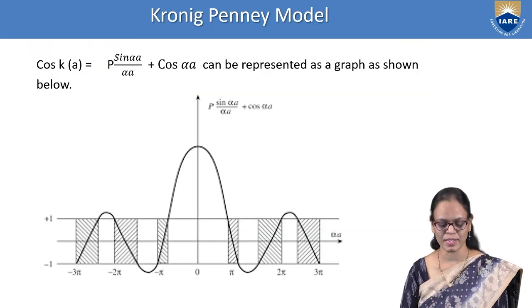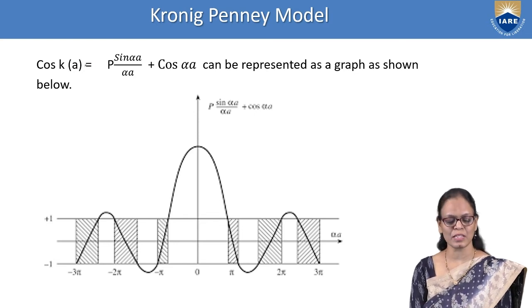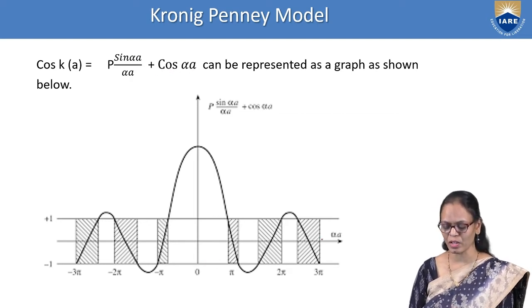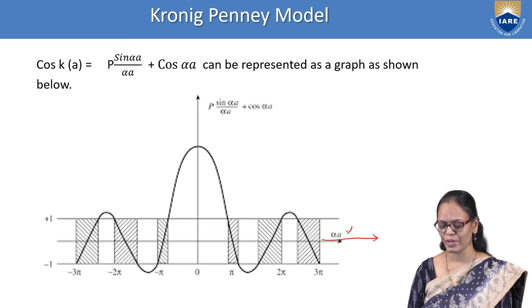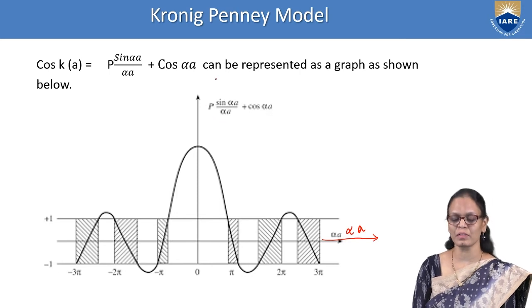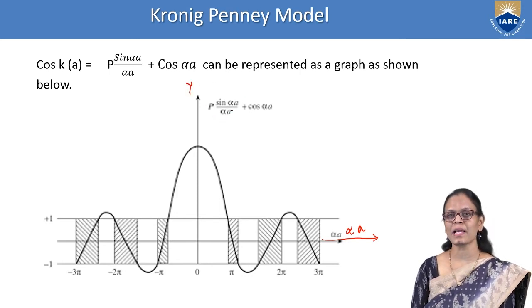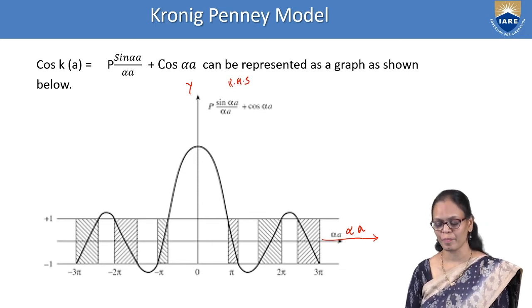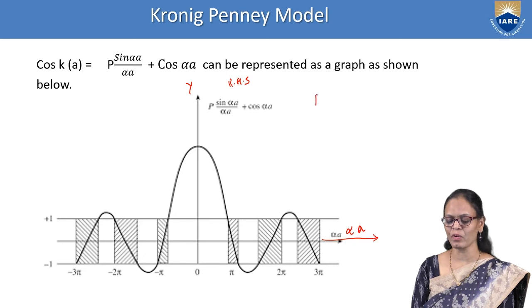Now let us look at and understand this very clearly. We have the equation cos Ka is equal to P sin alpha A by alpha A plus cos alpha A. How are we going to plot it? Along the x-axis we take the values of alpha A. And along the y-axis we take P sin alpha A by alpha A plus cos alpha A. This is the right hand side, which we plot along the y-axis against alpha A. Now we will consider the value of P to be 3 pi by 2.